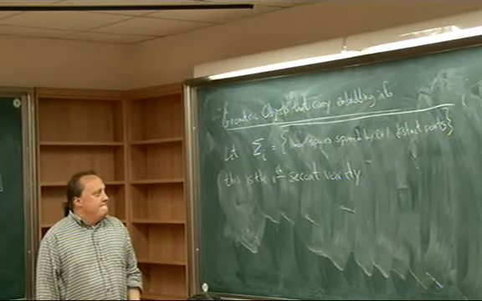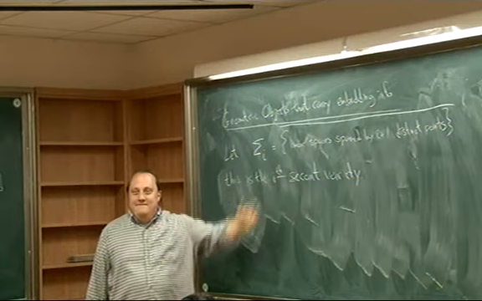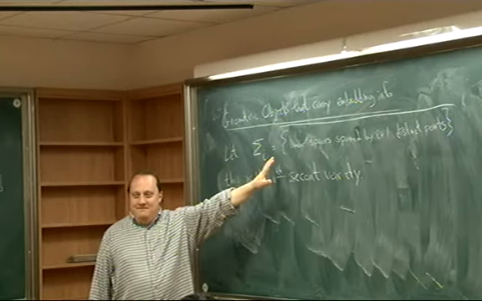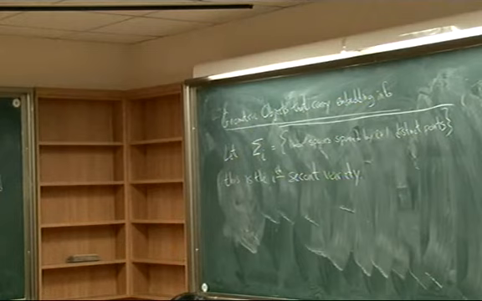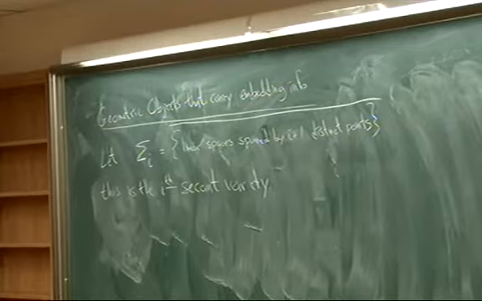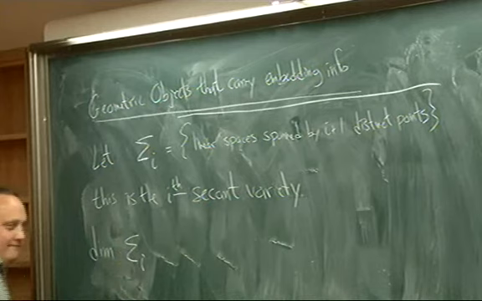Unfortunately, the definition is not as simple as this. The advantage of this definition is this is easy. It doesn't involve Hilbert schemes. But, you know, there's always a trade. Anyway, so here's this sigma I. This is the I secant variety. This is a difficult problem. What is the dimension of this space?